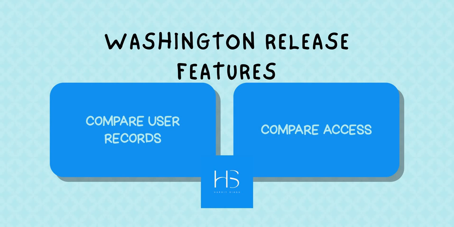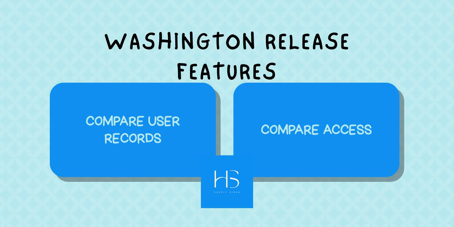In the next section, I would like to show you what was released recently in the Washington release. There are two new features added: compare user records and compare access. And as the name suggests, compare user records compares two users, what kind of roles they have or what groups they are part of.